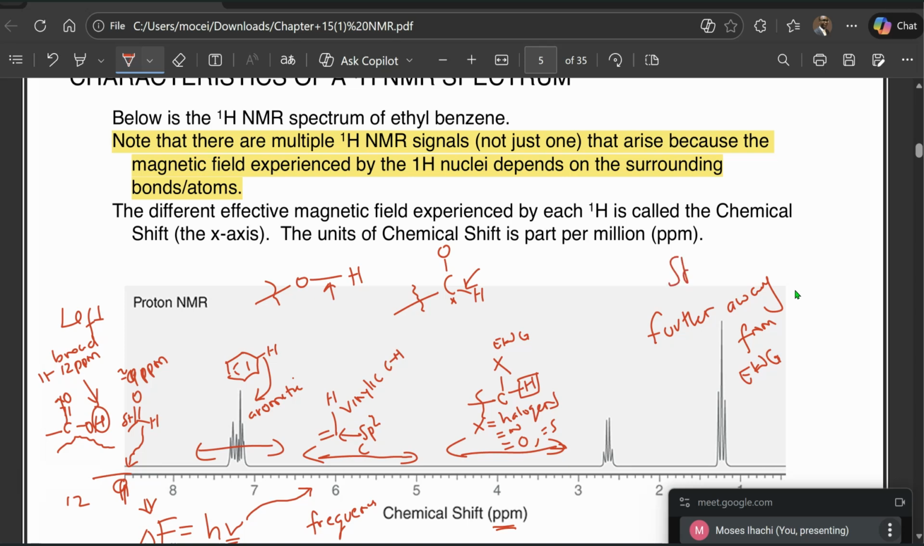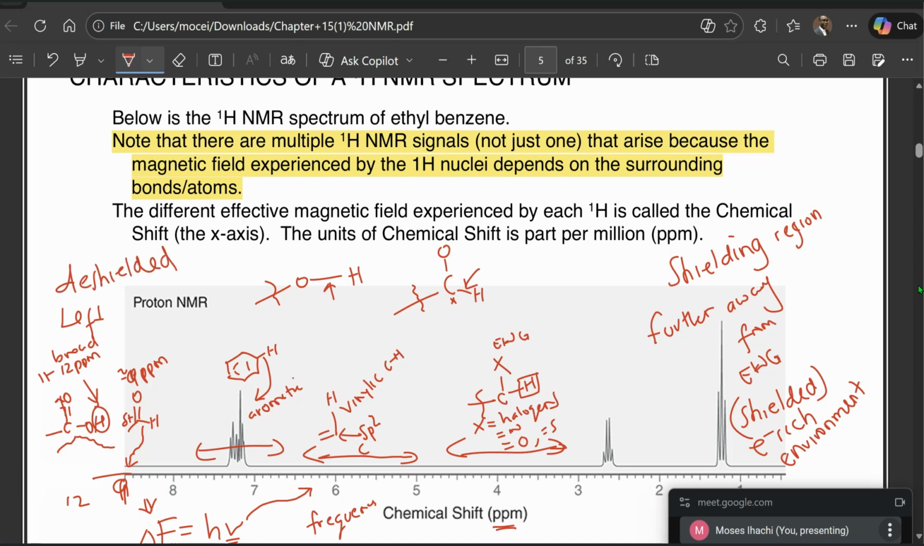So on this side, the hydrogens are very close to electron rich elements or environment. So we say that these hydrogens are shielded. There's so much electron density. So you'll hear your teacher using the word shielded or deshielded, where there's less electron environment. Okay. So deshielded would mean there's less hydrogens, whereas shielded means there's more?